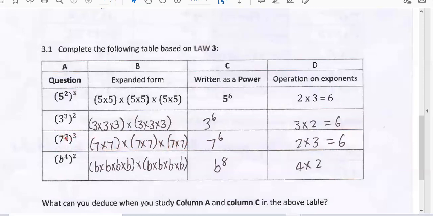So the inner exponent within the bracket is telling me how many times I must multiply the base, which is 7, by itself. Then the one outside the bracket is telling me how many times you must repeat the same process. Which process? The process of multiplying the 7 by itself 2 times. So you must repeat the same thing 3 times.